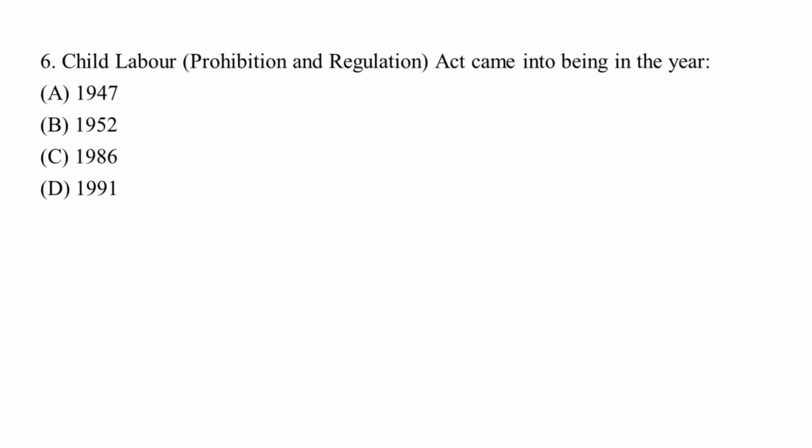Next question, Child Labour Prohibition and Regulation Act came into being in the year option A 1947, B 1952, C 1986, and D 1991. Right answer option C, 1986.